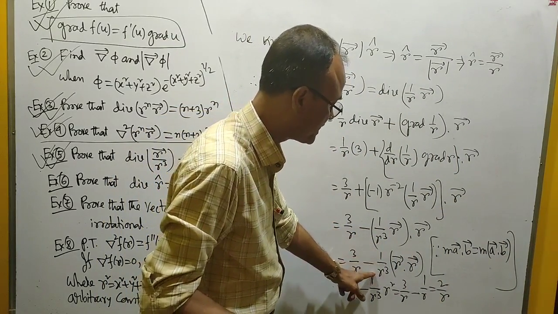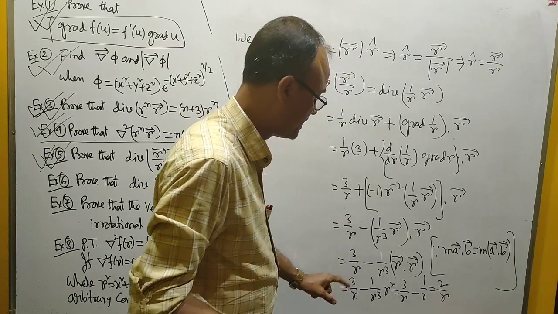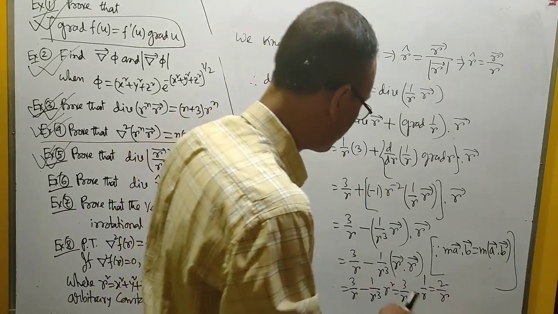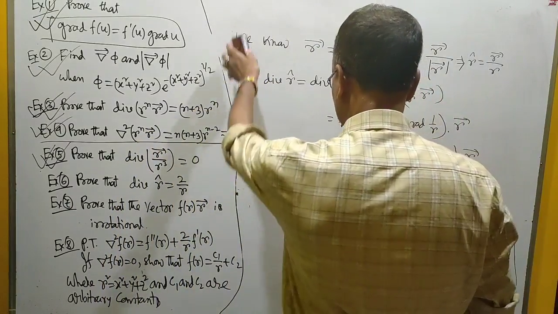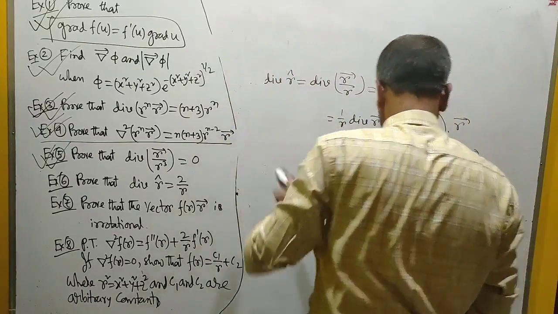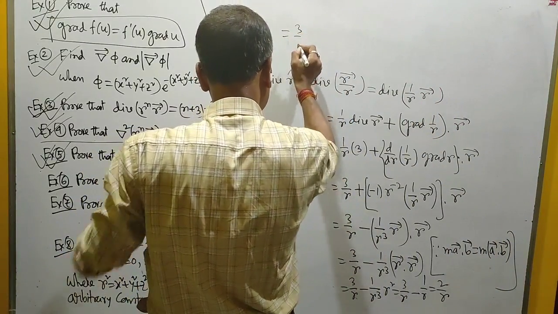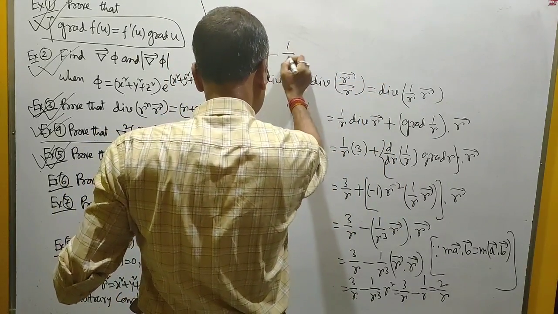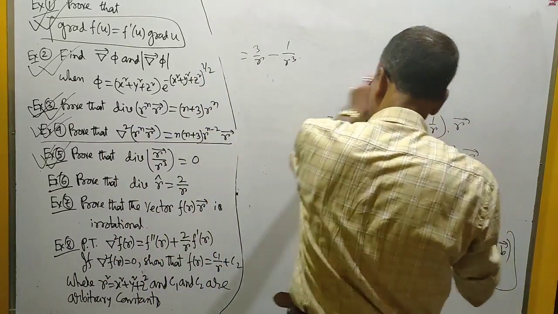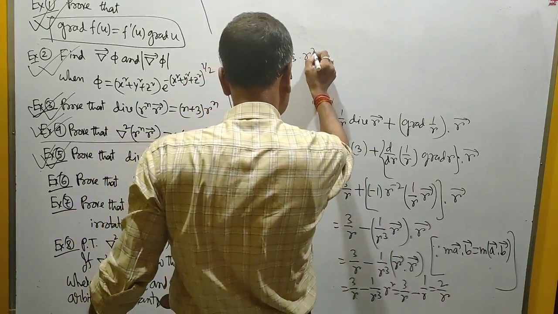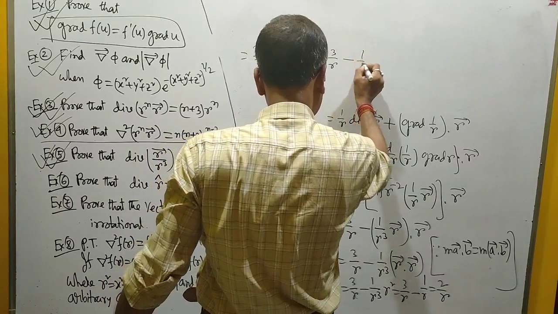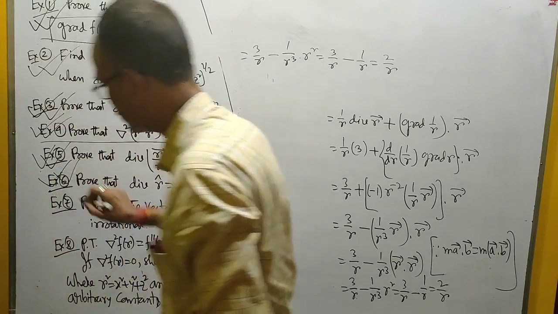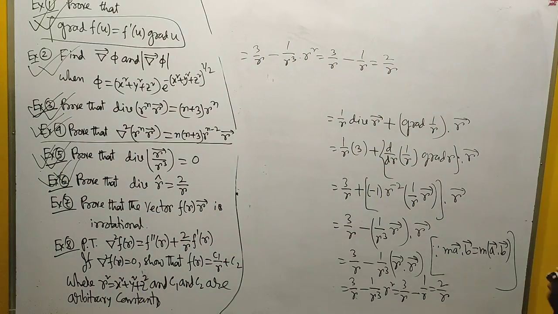3 by r minus 1 by r cube r vector dot r vector. This is equal to 3 by r minus. I am not sure whether the camera is covering this portion or not. Let me write it. This is equal to 3 by r minus 1 by r cube, r square. This is equal to 3 by r minus 1 by r equal to 2 by r. We have proved number 6 also.